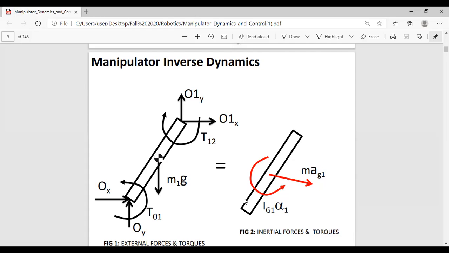On the right figure, we're going to have IG1 alpha 1, m aG1. This is our total acceleration vector, right? With the method that we've learned, we're going to get the acceleration in the x direction, and then in the y direction separately. And alpha is what? Alpha is absolute angular acceleration. Angular acceleration is not for a point. Angular acceleration is for a rigid body or for a line, right?